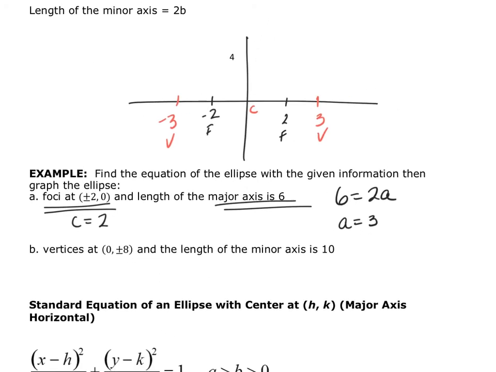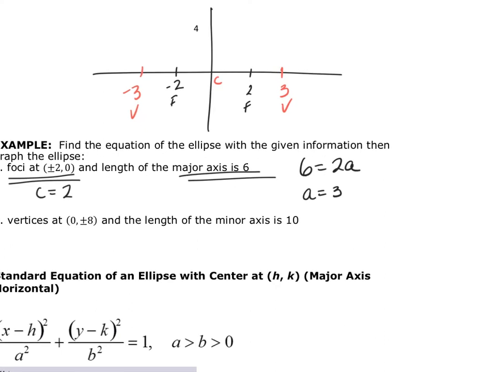Now, the way that we write the equation in general is x squared over, in this case it'll be a squared because my foci are along my x-axis, plus y squared over b squared is equal to 1. Now I have the a already. I'm chasing b. I have that value, and I need to chase b.